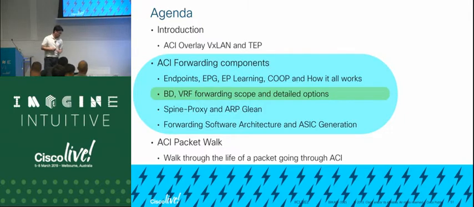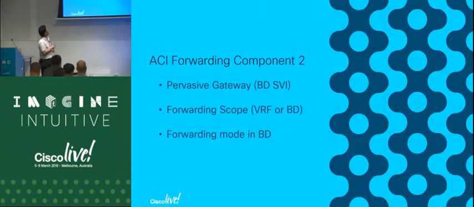So now, let's move on to the bridge domain and VRF. We learned the overview and endpoint learning. So now it's time to learn about the forwarding domain. All right? So in this section, we have the pervasive gateway, forwarding scope, and forwarding mode in the bridge domain.